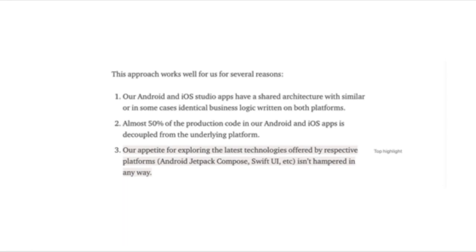When you hear that description, and those are some of the considerations that went into Netflix's decision to move forward with KMM, what are your reactions to it?